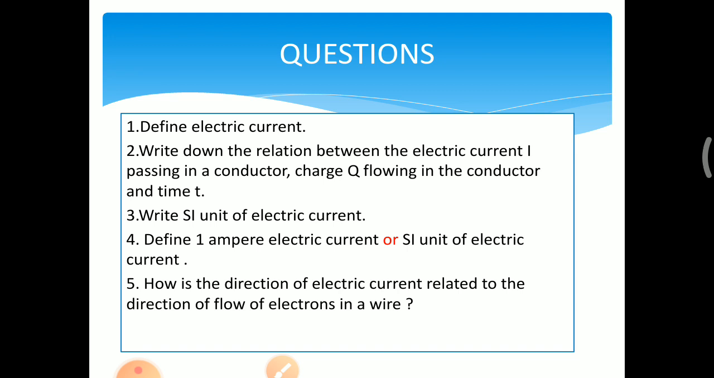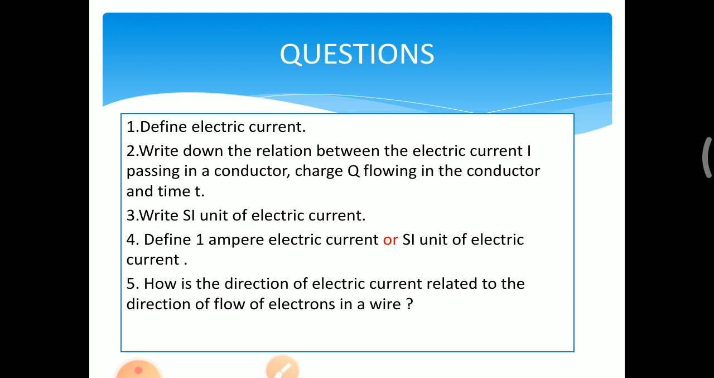Now you have to answer such questions. The first question, define electric current. The second question, write down the relationship between the electric current I passing in a conductor, charge q flowing in the conductor and time t. You have to write the relationship between the electric current, charge q and time, and write the SI unit of electric current. There are two SI units of electric current. You have to write them. Define 1 ampere of electric current, the SI unit of electric current.